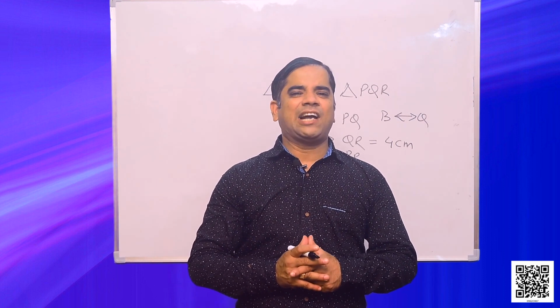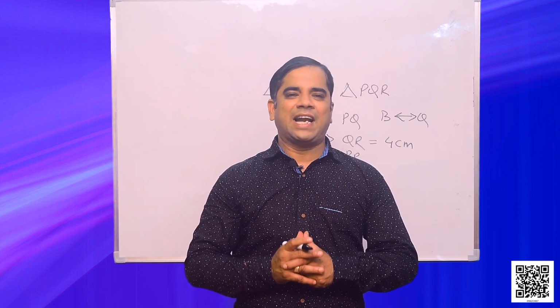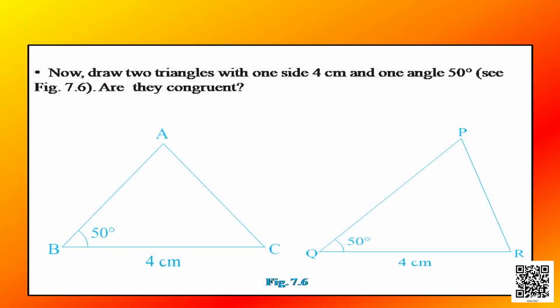Let us check it out for another pair of triangles. Okay? So as given in your book, we have a pair of triangles, triangle ABC and triangle PQR. In this case, AB is corresponding to PQ because they have equal value of 2 cm.